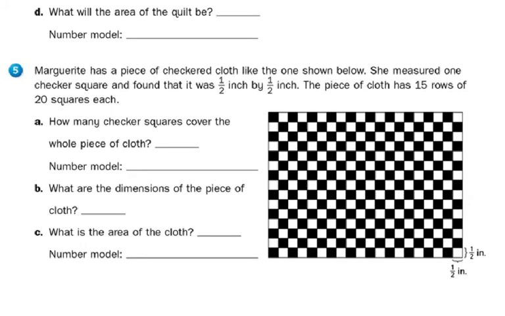So there are 15 rows, and there are 20 squares in each row. So I just have to take 20 times 15. And here's how I can think of it. I could just do 20 times 10 and 20 times 5, and then I can easily do that in my head. 20 times 10 is 200. 20 times 5 is 100. 300 squares.